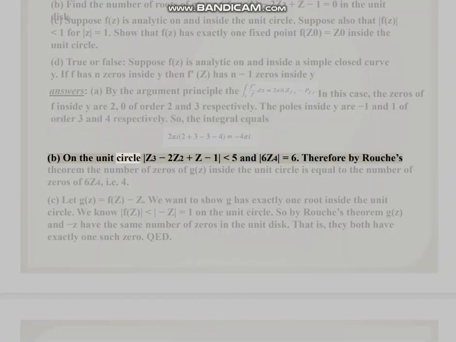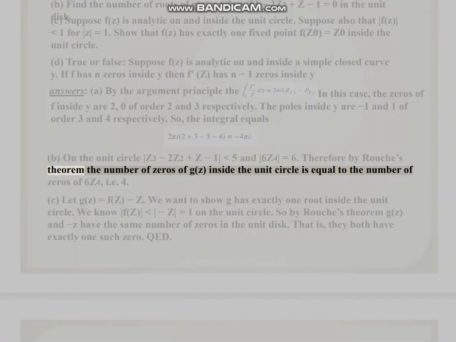B. On the unit circle, |z^3 - 2z^2 + z - 1| ≤ 5 and |6z^4| = 6. Therefore, by Rouché's theorem, the number of zeros of g(z) inside the unit circle is equal to the number of zeros of 6z^4, i.e.